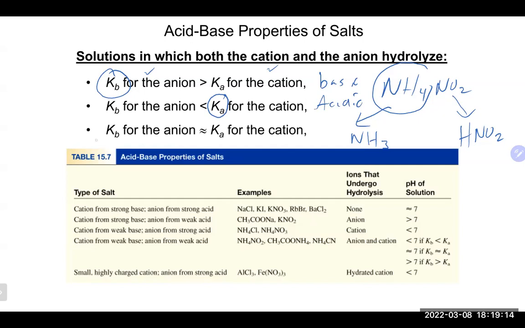And if you happen to have a Ka and a Kb that are essentially the same number, that is going to get you a neutral solution, or a pH of 7 in that case. So there are certain cases where both parts of the salt will go through hydrolysis. We would like to compare the Ka to the Kb, and whichever one's larger is the one that wins. It will be an acid if the Ka is larger, or a base if the Kb is larger.